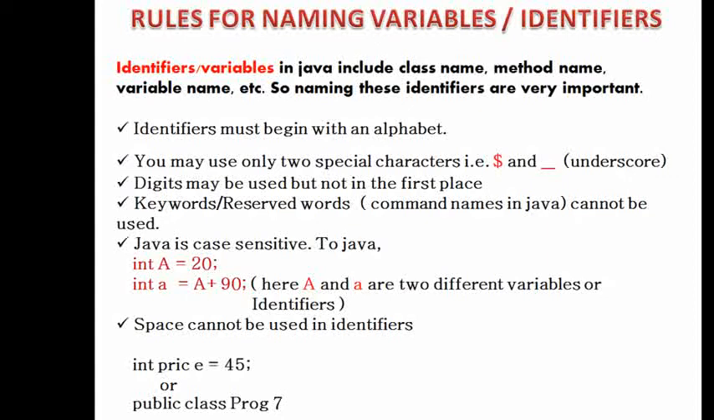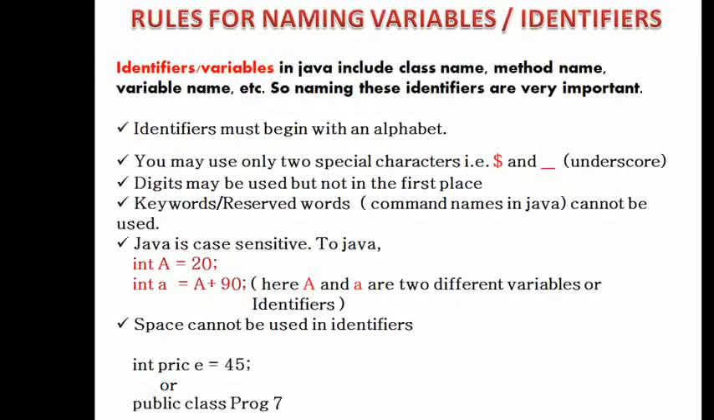Keywords or reserved words, in simple terms, are actually the command names in Java, and cannot be used as an identifier or variable name. You have to keep in mind that Java is case sensitive. To Java, int capital A is equal to 20, and int small a is equal to capital A plus 90. The result is getting stored in small a. Here capital A and small a are two different variables or identifiers.